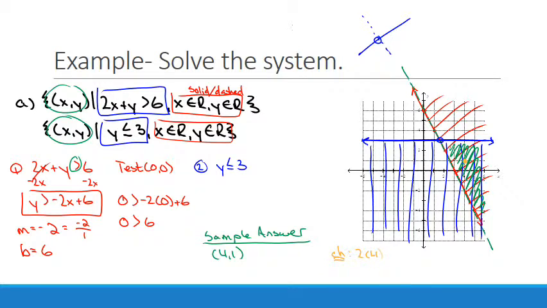2 times 4 plus 1 is greater than 6. That's 8 plus 1 is greater than 6. 9 is greater than 6. So that's true. It's a solution for that one. If I use my other line, which is y is less than or equal to 3, well, my y value is 1, less than or equal to 3. Is that true? Yes, it's true. That means that point definitely works for both inequalities. All right, so that's how you do it. It's a little bit more work than graphing one, but truly it's not too much.